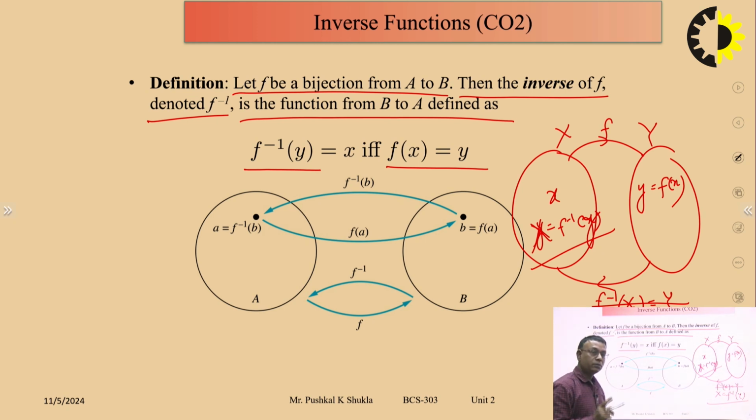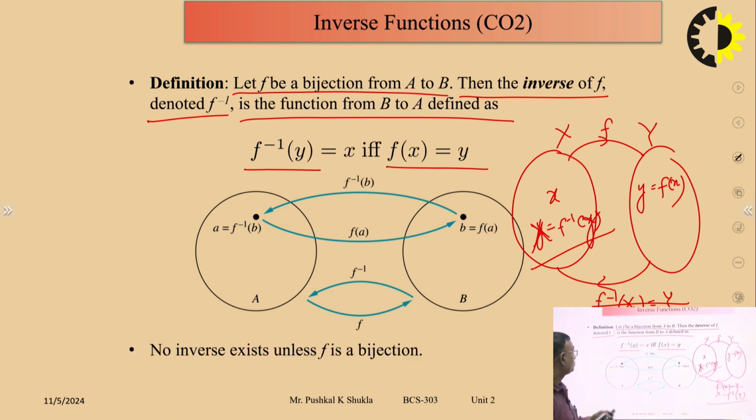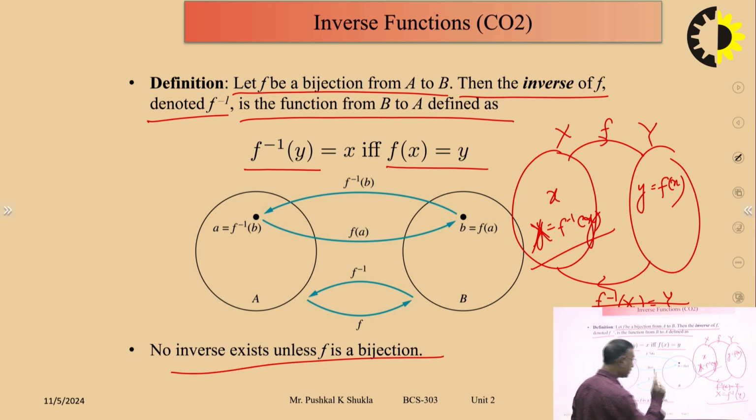And this inverse is possible only if the function is bijective, that is, one-one and onto. To find the inverse of a function, first the function should be bijective, one-one and onto. So this is the important condition. No inverse exists unless it is bijective.